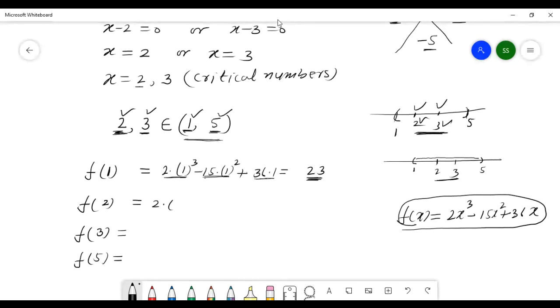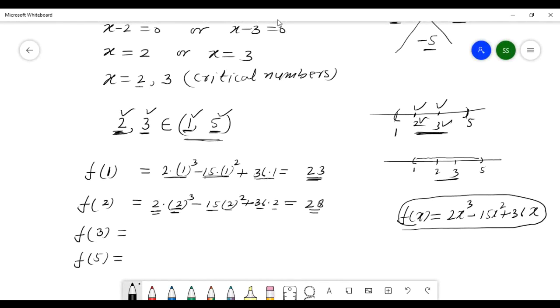Now f of 2. Find this: 2 times 2 to the power 3, minus 15 times 2 to the power 2, plus 36 times 2. When you solve this, 2 to the power 3 is 2 times 2 times 2, which is 8, and 8 times 2 is 16. And 2 squared is 4, and 15 times 4 is 60, and 36 times 2 is 72. After taking all together you will get 28.